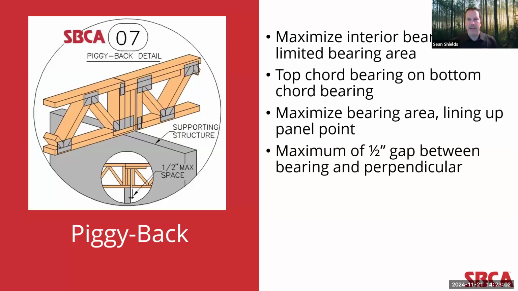As you can see in the detail, again, you want to maximize use of the bearing area on the supporting structure for the bottom chord truss, lining up the panel point over the bearing location. You also want to maximize bearing of the top chord truss on the bottom chord bearing truss and maintain that maximum 1/2 inch gap to the perpendicular web of the top chord bearing truss.